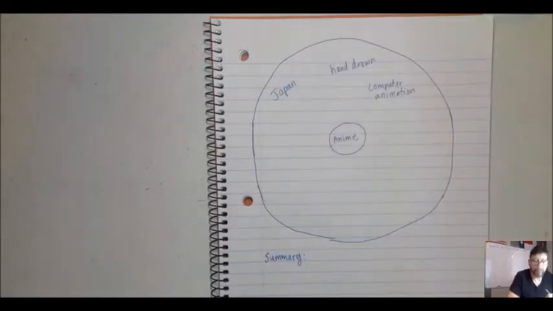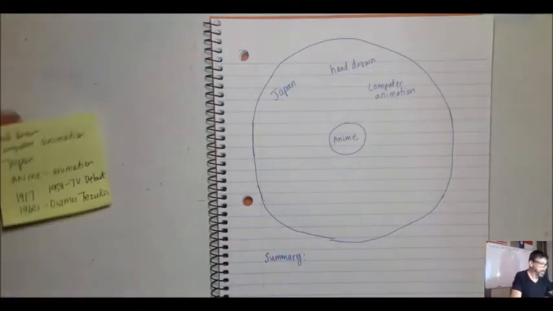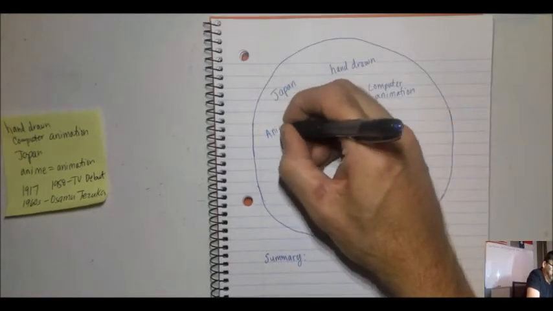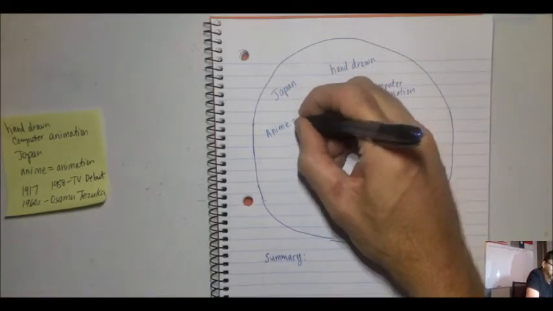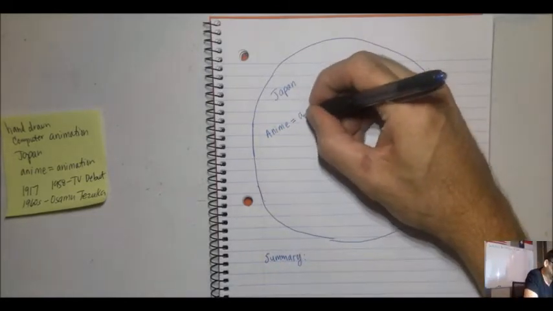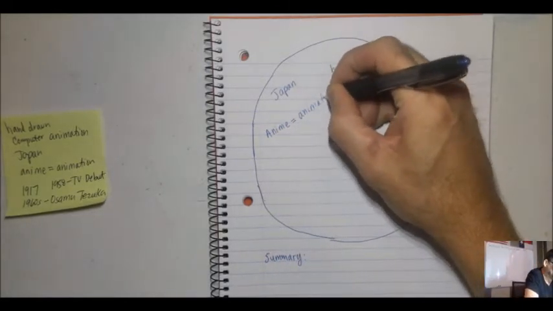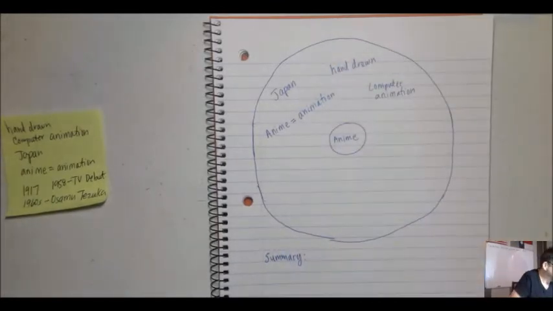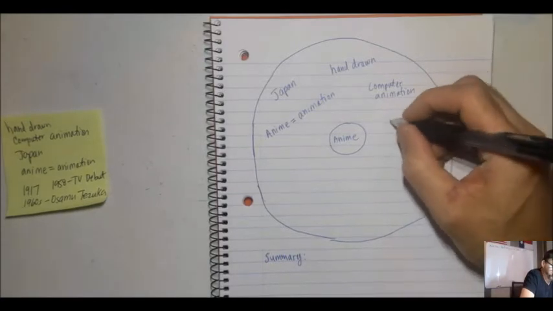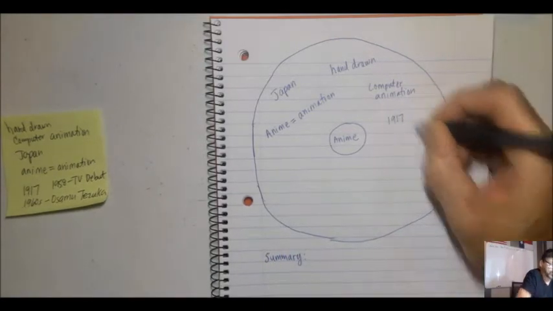It was created in Japan. Of course, it means it's animation. Anime is, I put sometimes just an equal sign to make it fast. It comes from the English word animation. Okay? And it was first created in 1917.